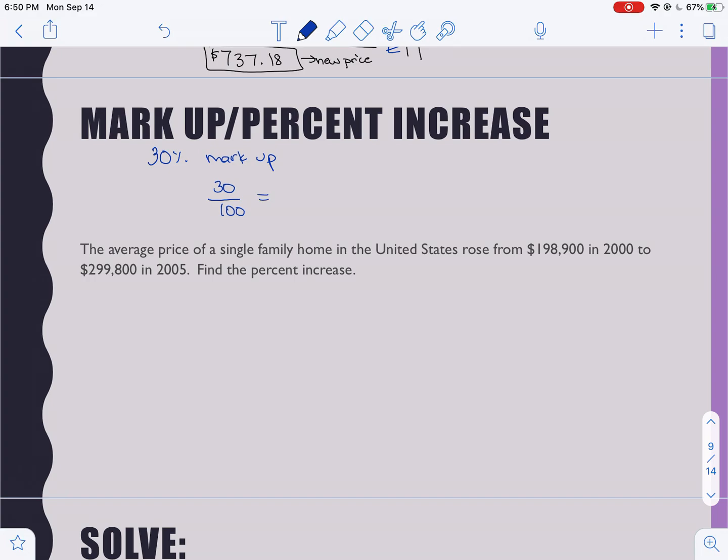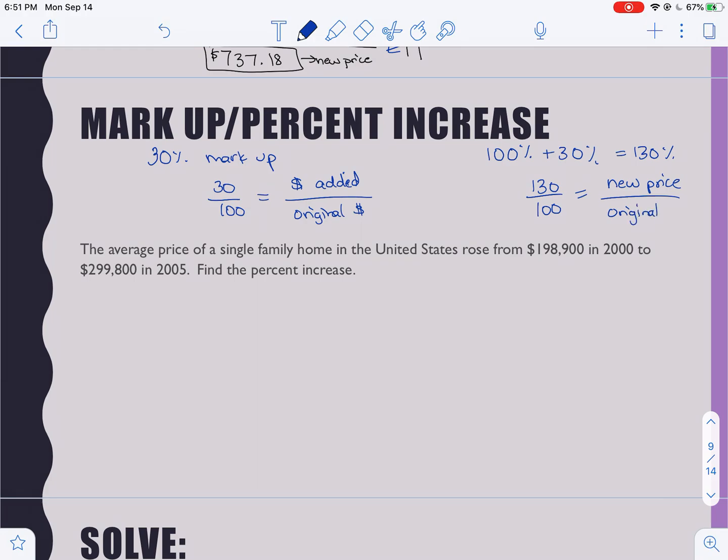So you would do 30 over 100 equals the money that's being added to the original price, and then over, again, the original amount always goes on the bottom. So that's option one. Or you're going to have to pay 100% originally, but now you're going to have to pay 30% more. So you're going to have to pay 130% of the original cost. So it'll be 130 over 100 equals the new price over the original price. So you can solve these problems the same way you did on the discount problems.